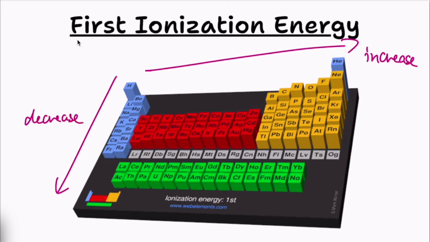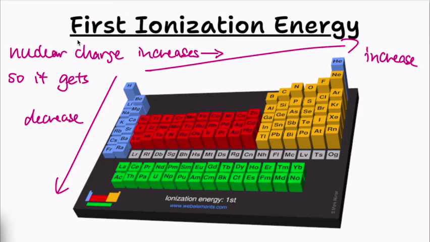And this is because when you go from left to the right, remember that atomic radius decreases. So because of the increasing effective nuclear charge, it's going to be more and more difficult for me to remove the valence electron. From left to the right, the nuclear charge increases, so it gets harder to remove an electron. So it takes more energy.